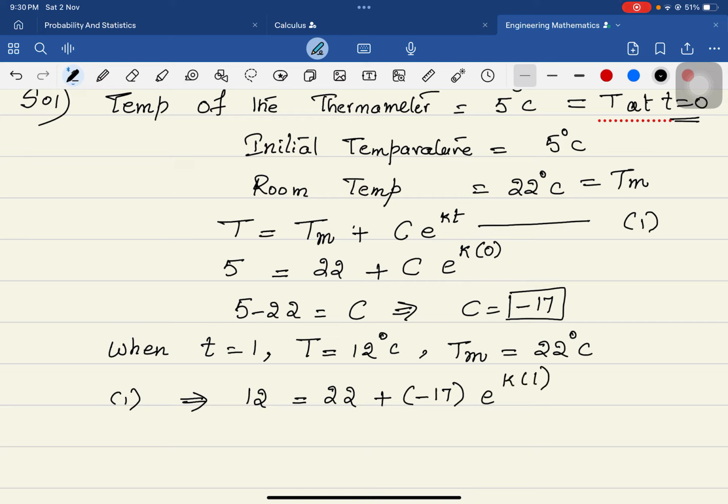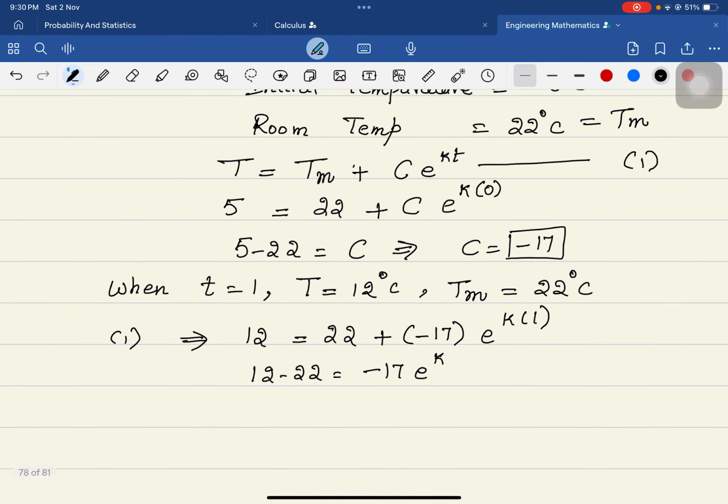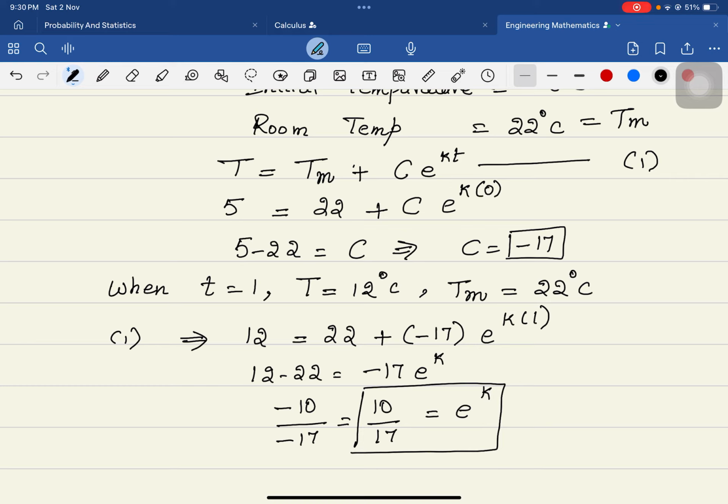Okay. So that is 12 minus 22 is minus 17 times e power k. So that is, 12 minus 22 is minus 10, over minus 17. That is given by 10 over 17. And that is the value of e power k. Let us keep this value as it is. E power k value is 10 over 17. We got it.